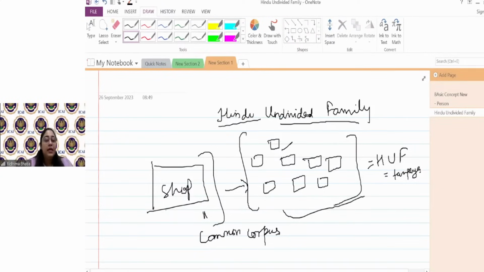So whatever income would be generated from this particular corpus would not be an income of one person, but would be an income of HUF, and HUF would now be a separate category of person. That is why HUF was considered a different person, a different taxable entity. That's why HUF is considered a different taxable entity. Clear? Why the HUF concept came?